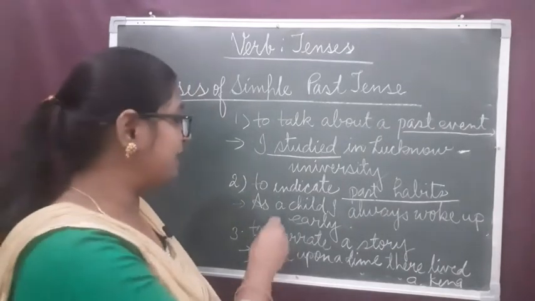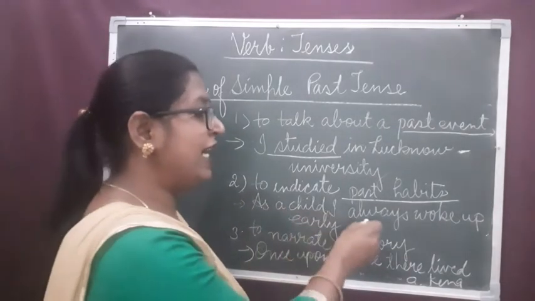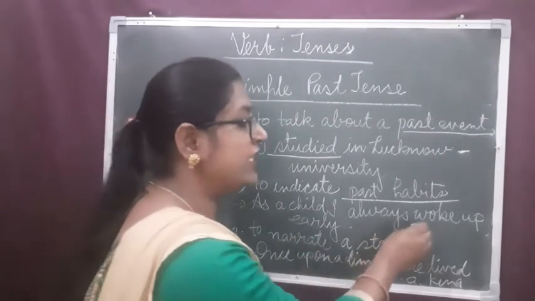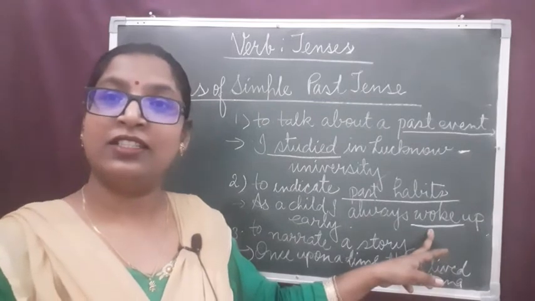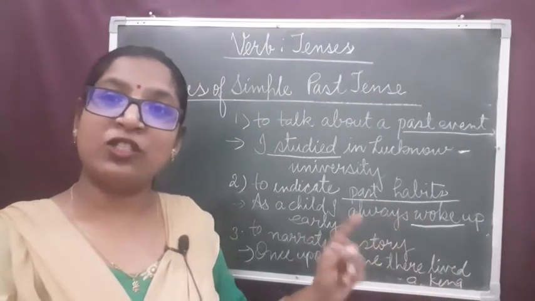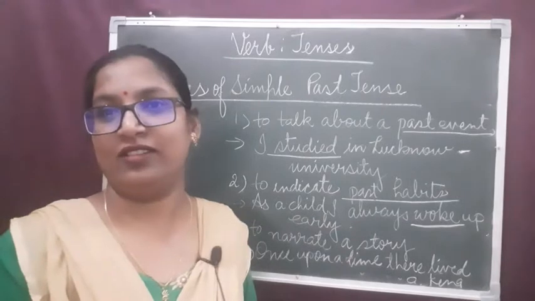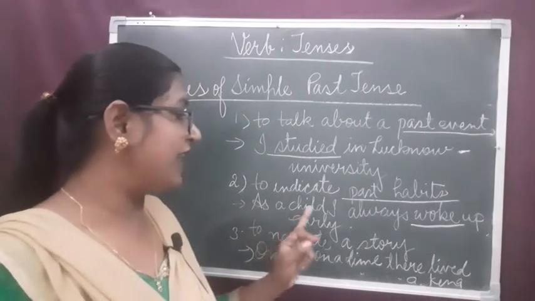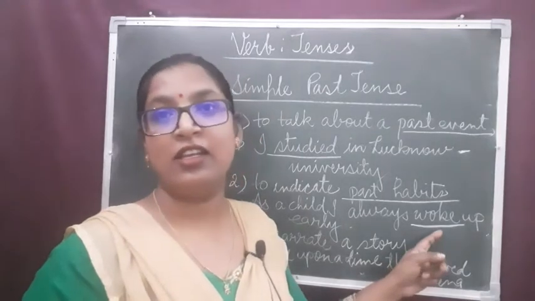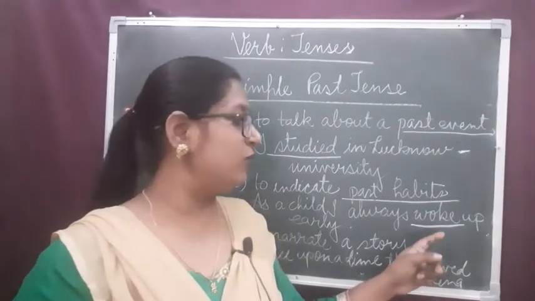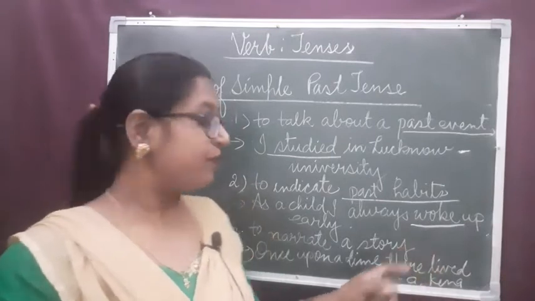Let's see the example. As a child, I always woke up early. The action of waking up early was my habit in my childhood. As a child, I always woke up early. So the work is given in simple past tense. The verb is in past tense.